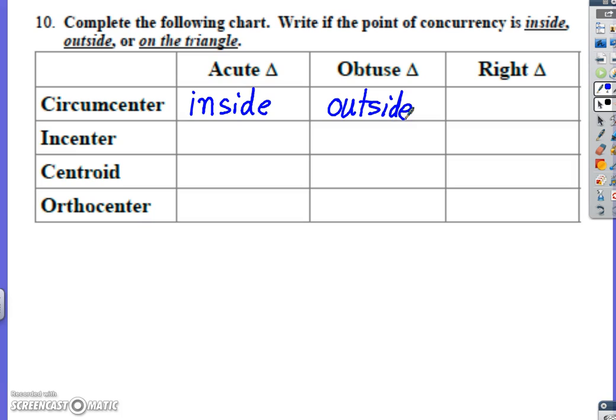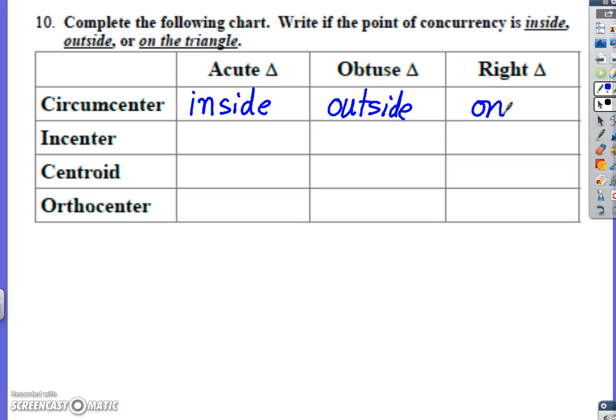If we've got an obtuse triangle and we're trying to draw a circle around it, the center of that circle is actually going to be outside of it. And then if we look at a right triangle, it's actually going to be on the triangle, on the hypotenuse. So for the circumcenter, in an acute triangle, the circumcenter is inside. In an obtuse triangle, the circumcenter is outside. And in a right triangle, the circumcenter is on the triangle.